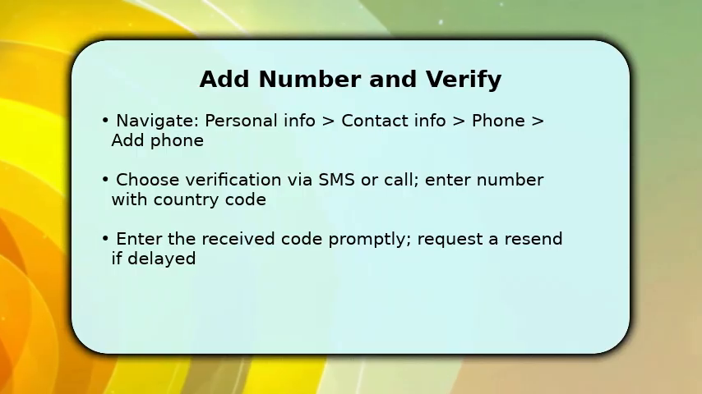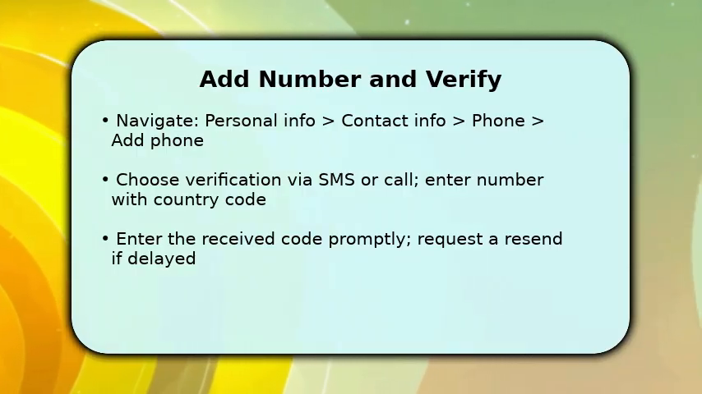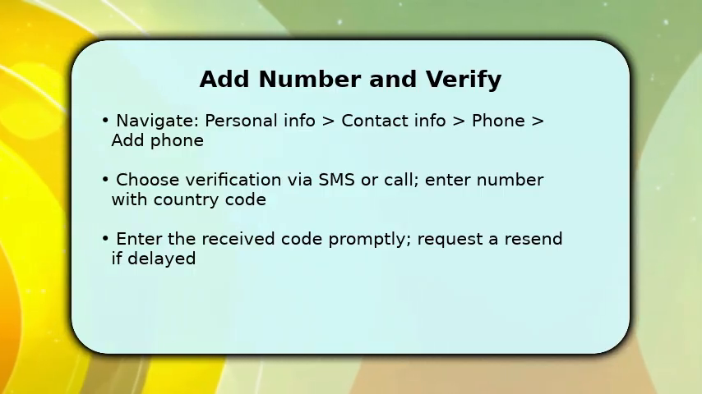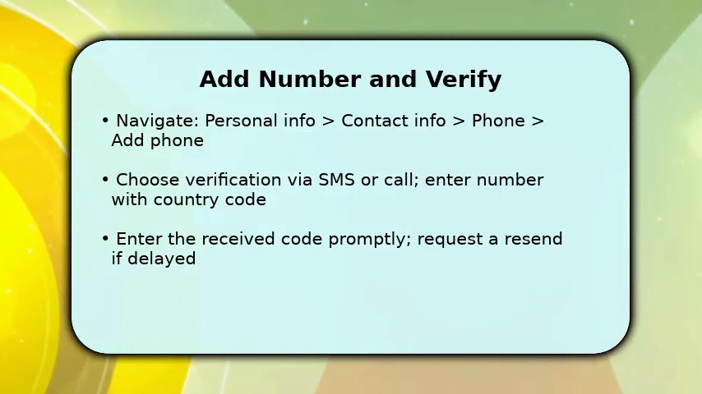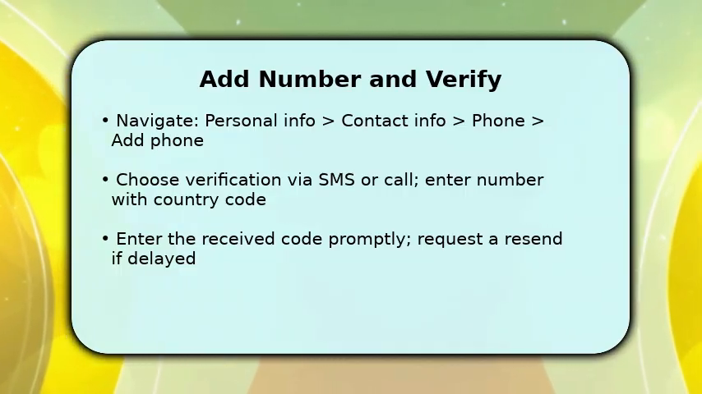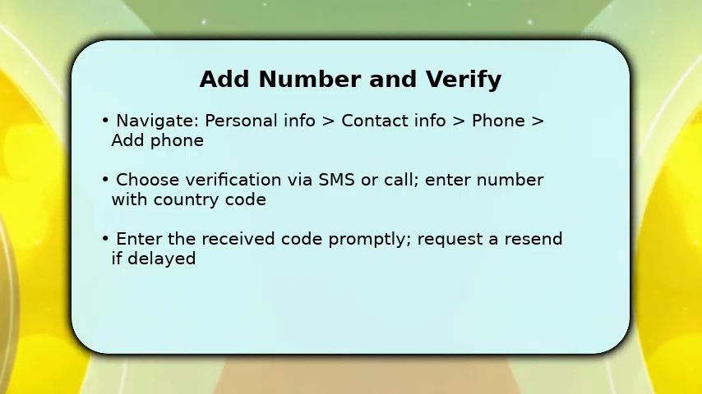Choose SMS or call verification. SMS is usually faster. Then wait for the 6-digit code and enter it exactly as received. Once you enter the code, Google will confirm and link the number. If you don't get the code, request it again after a short pause and confirm network coverage.